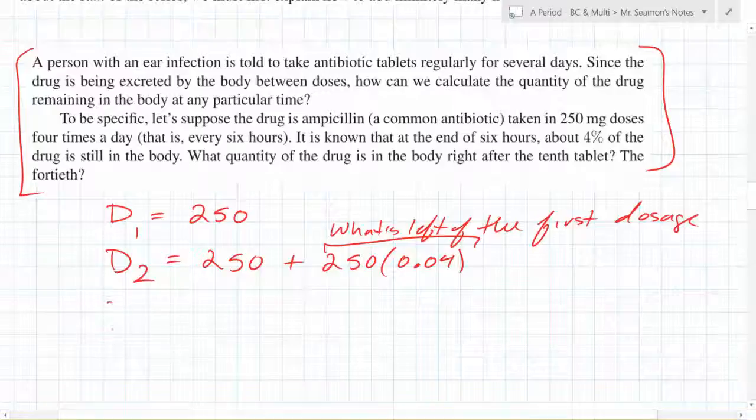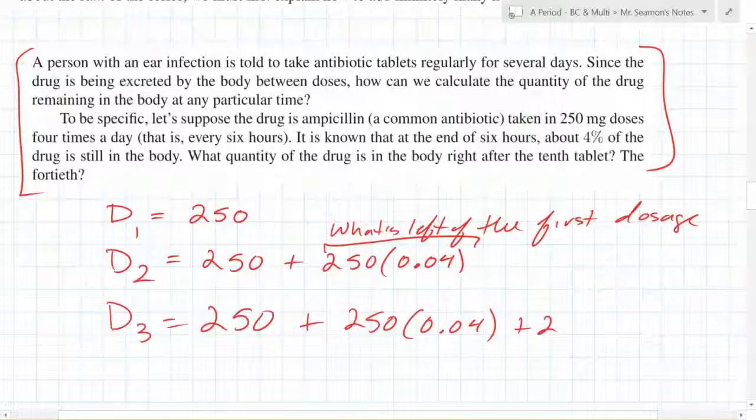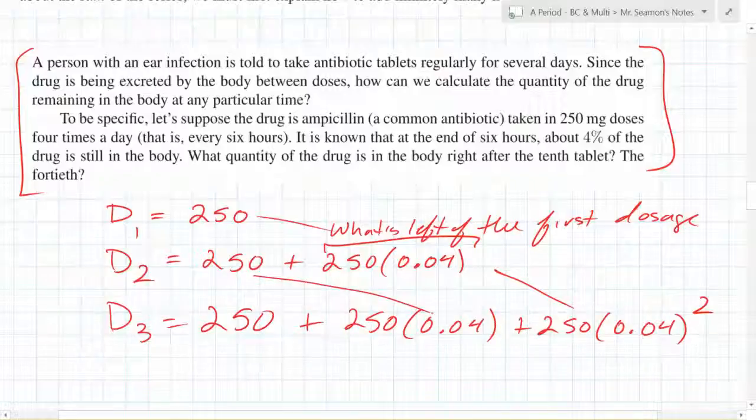So when you do dosage 3, you're putting 250 into the system, right? Well, what's left of dosage number 2 here? 250 times 0.04. But what's left of dosage 1? 250 times 0.04 to the... So this right here, I'll just connect these. That's what happens to dosage 1. What about this one? That's dosage 2.